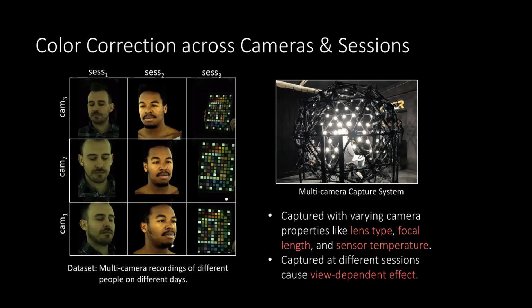Also, multi-session capturing will cause a view-dependent effect. It means that if we put an object in front of the camera in session 1, and turn it to another angle and capture it with the same camera in session 2, we may observe different colors because the object will reflect different light to the camera. However, we expect the color to be consistent since human skin tones should remain the same despite what camera I use or when I capture the image. The color is just that color. Therefore, it's very important to explore how to do color correction in this more complicated system.